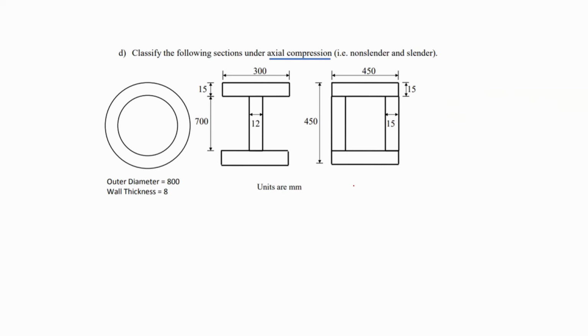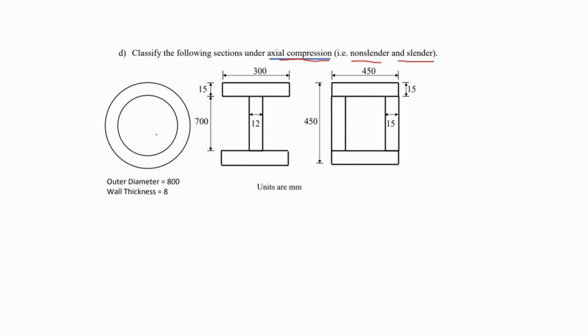So in this part D now, it says classify the following sections under axial compression. So it's important. Before we were talking about the bending, now we are talking about axial compression. And you have to specify whether it's non-slender or slender. Before we were saying compact, non-compact, and slender. But in the axial case, it's different.